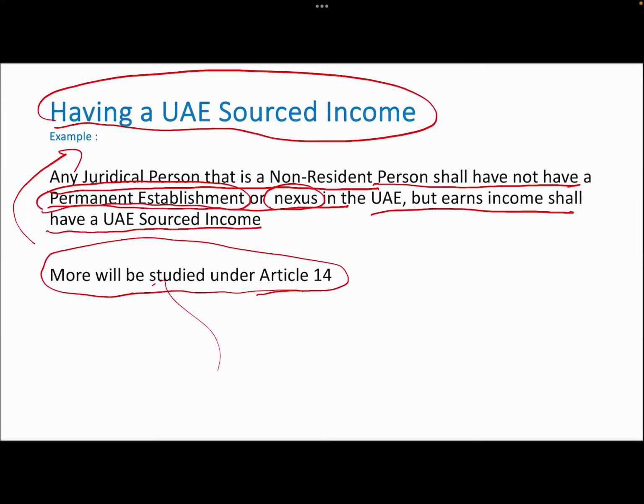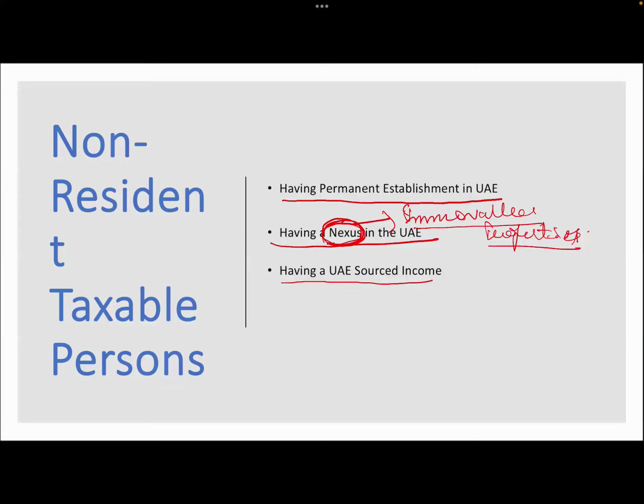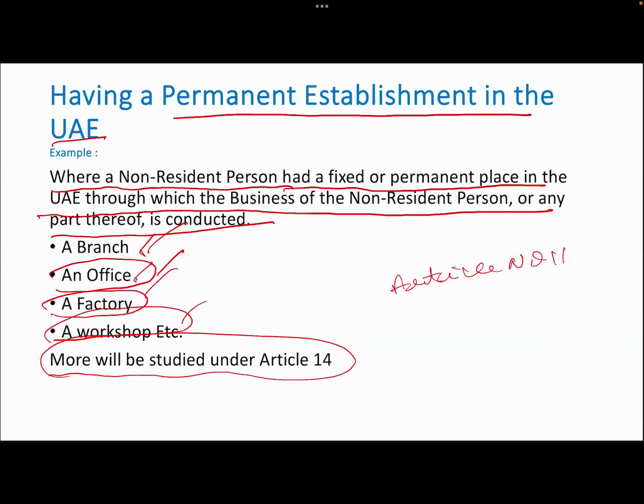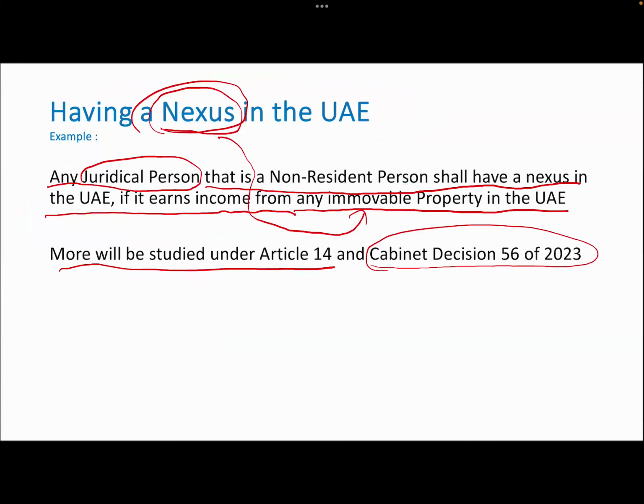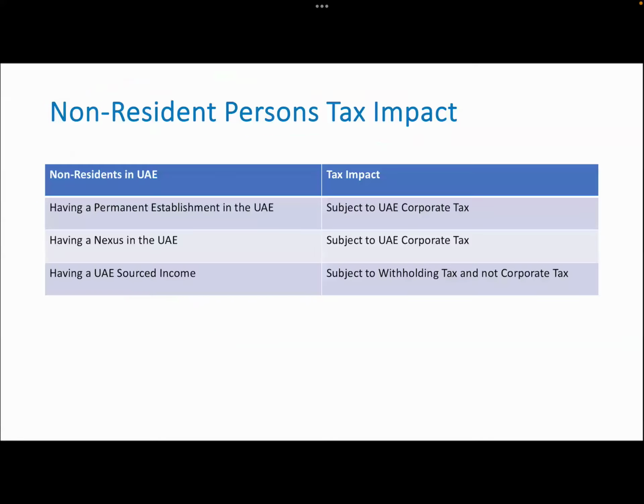But for now, just remember these three things: the taxable non-resident person. Somebody having a permanent establishment in the UAE is taxed in the UAE. Somebody with a nexus, any juridical person with a nexus in the UAE, is taxed. Any juridical person having a UAE sourced income, apart from the revenues you earn out of your permanent establishment or nexus, is taxed.